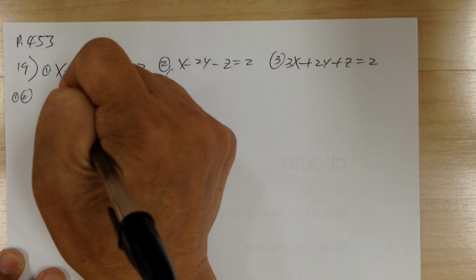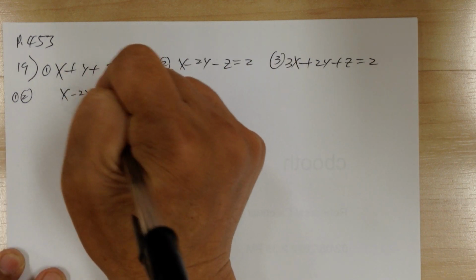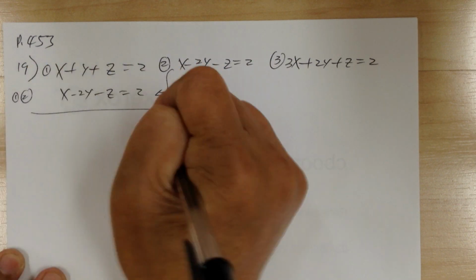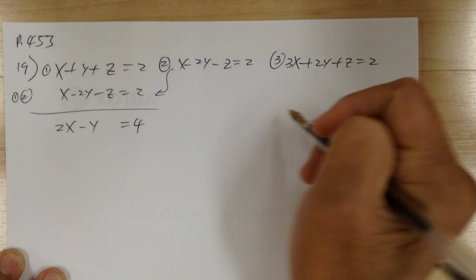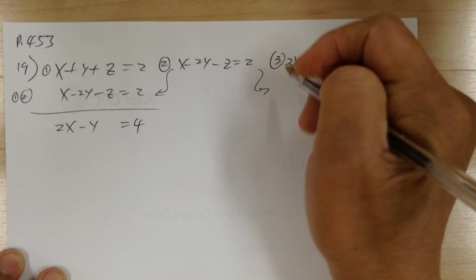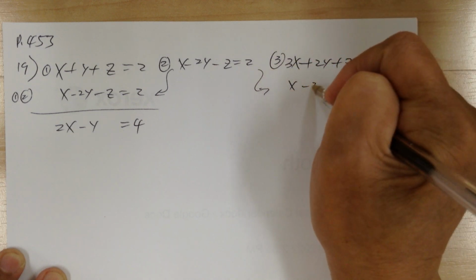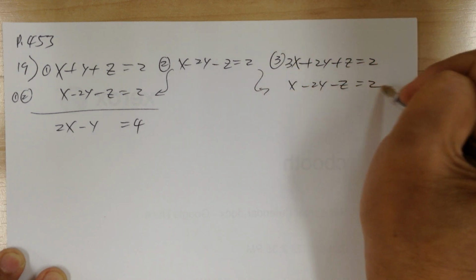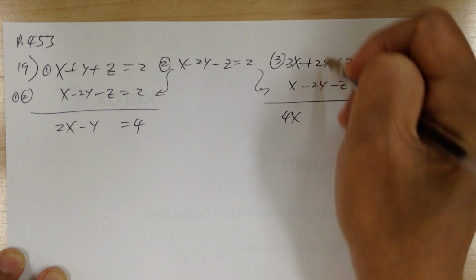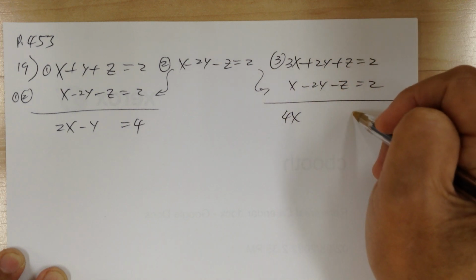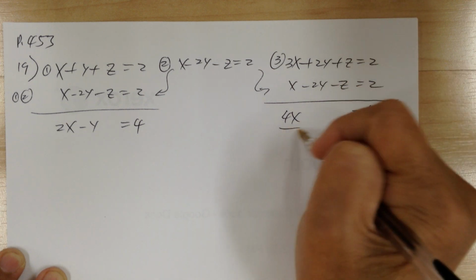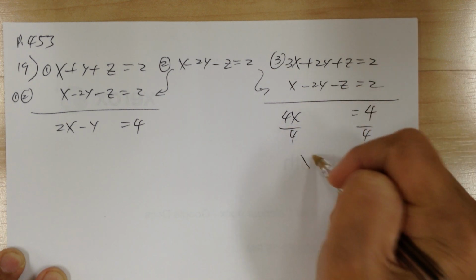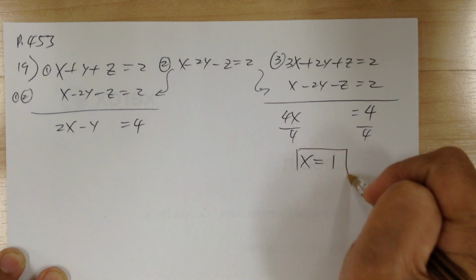So x minus 2y minus z equal to 2. When I add, I get 2x minus y equal to 4. And I'm going to put this over here, right? So I get x minus 2y minus z equal to 2. So I get 4x, this cancels out, equal to 4. And then divide by 4. This is kind of really nice. So x equal to 1.